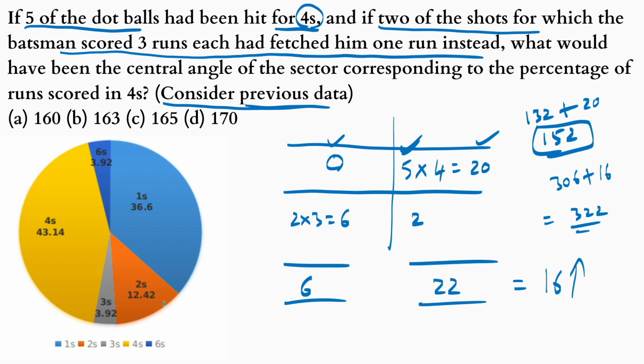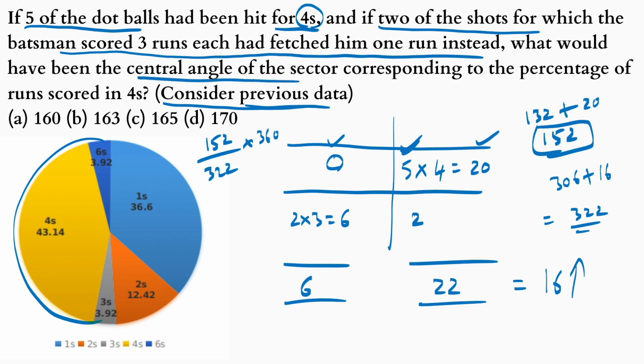So 152 by, what is the total score? 332, into the total angle is 360 degrees, because we are asked to find out the central angle of the sector, right, corresponding to the percentage of runs scored in fours. So 360 degrees, this will be equal to 170 degrees approximately, 169.9495993, right? So that will be equal to 170 degrees. So option D is the answer.